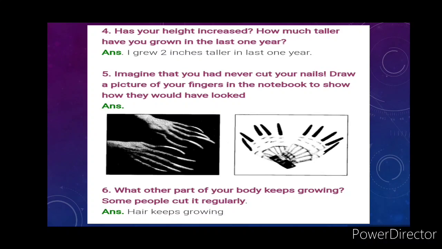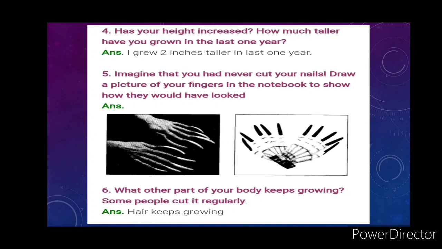Okay, so it is also an interesting fact. If you do not shape your hair properly, cut your hair properly, it will continuously start to grow. What other parts of your body keep growing? Some people cut it regularly. So hair and nails are the two things which keep growing throughout our life, and we have to cut them and shape them properly.